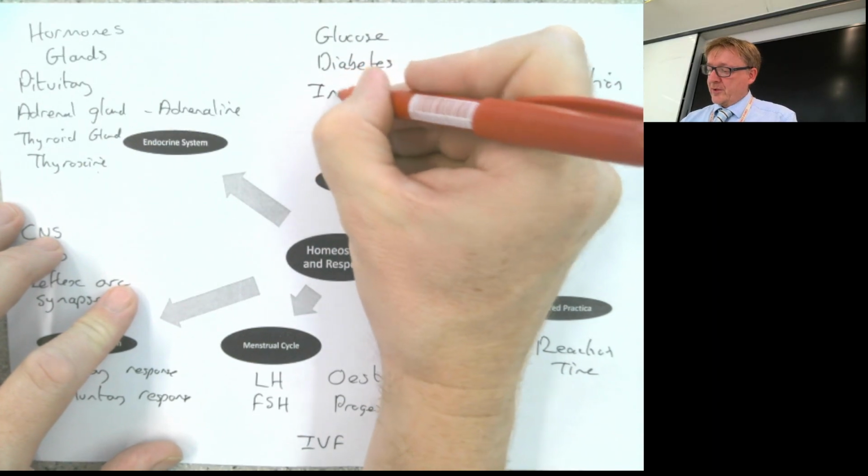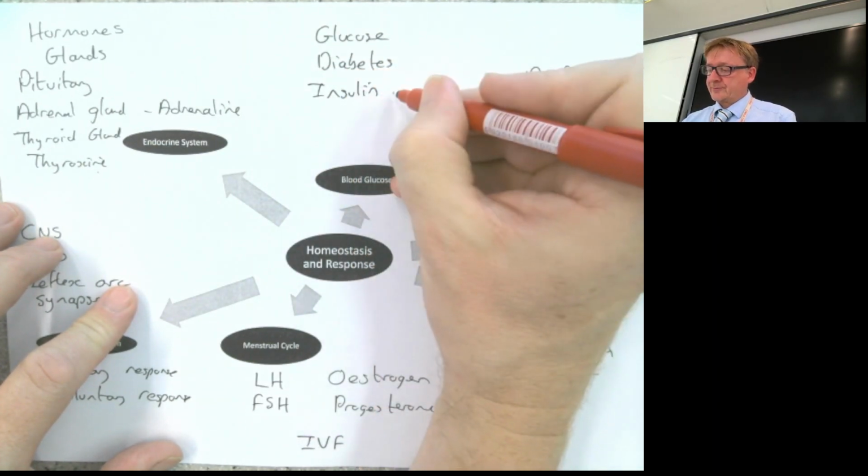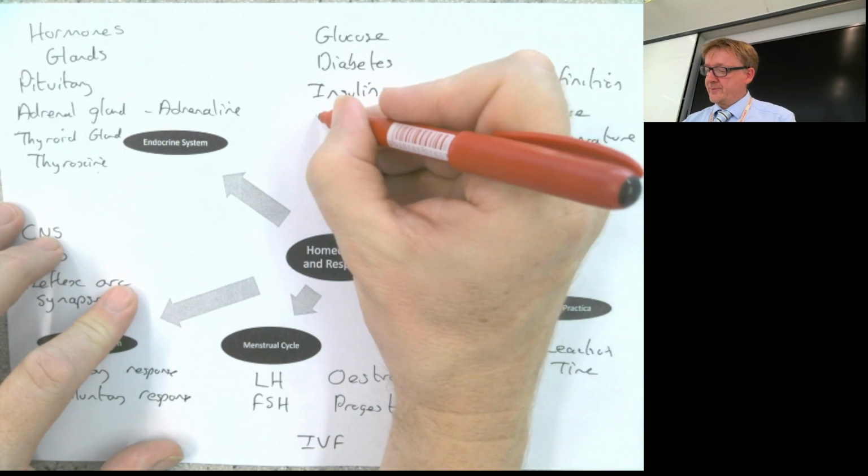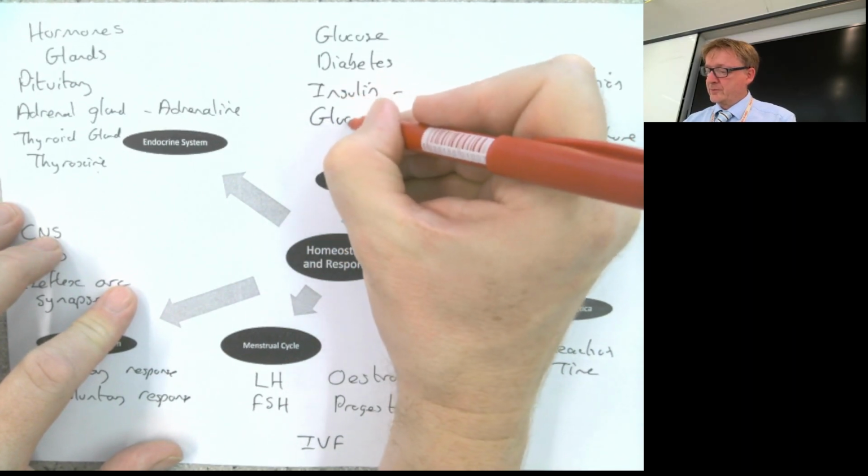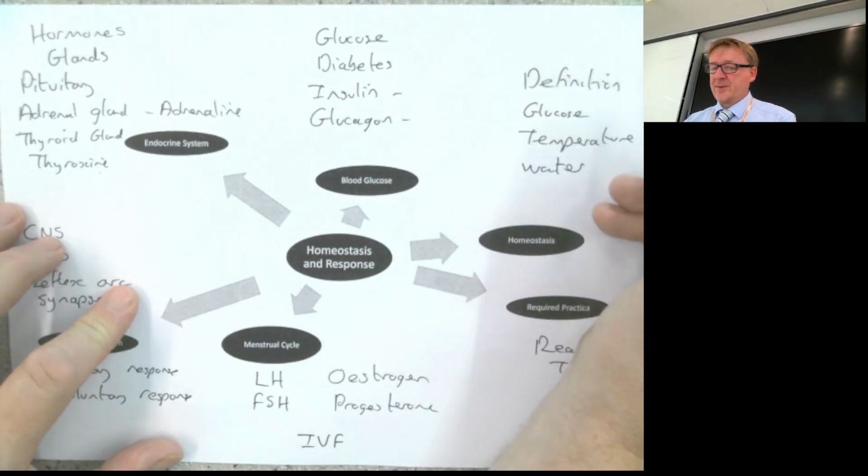The hormones that are involved are insulin, which is usually on the foundation paper, and then we've got glucagon, which tends to be on the higher syllabus.